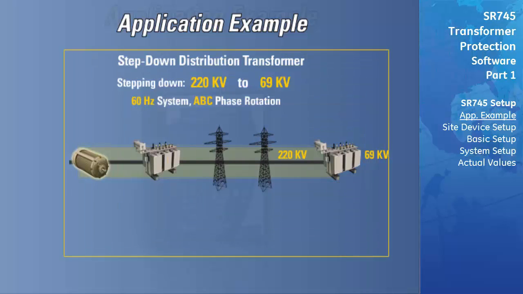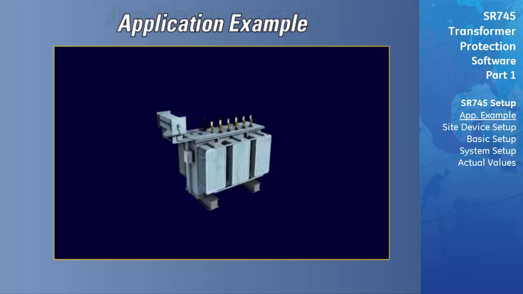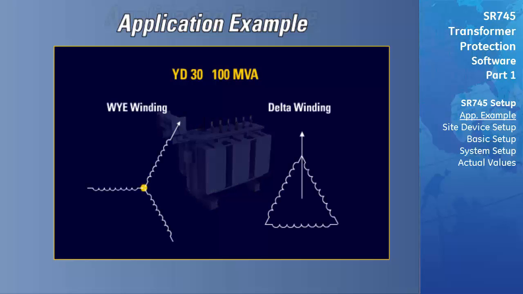The transformer that we will be using is a YD30 with a power rating of 100 MVA or megavars. This means that the primary or high winding of the transformer is configured as a Y or star, and the secondary or low winding is configured as a delta with a 30-degree phase shift between the windings.